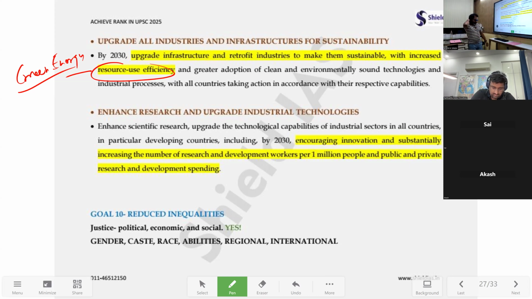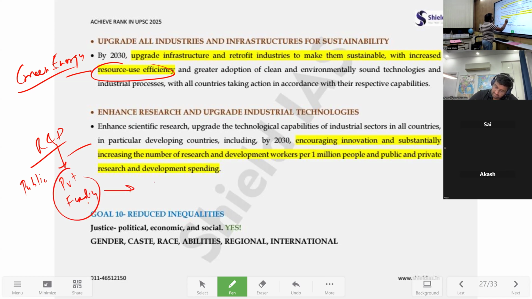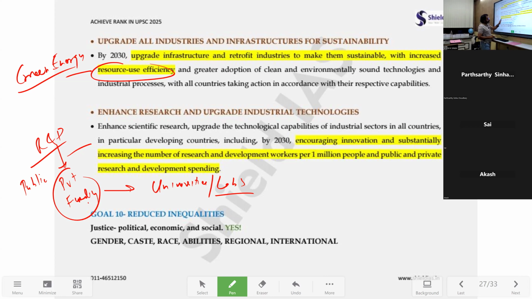Next is enhancing research and upgrading industrial technology. Research and development is the responsibility of both public funding and private funding. And private funding should be increased in what? Universities and university labs. They should be providing direct funding to labs and converting them into incubators. So private funding should be going to universities and labs. And this also comes within CSR, corporate social responsibility.